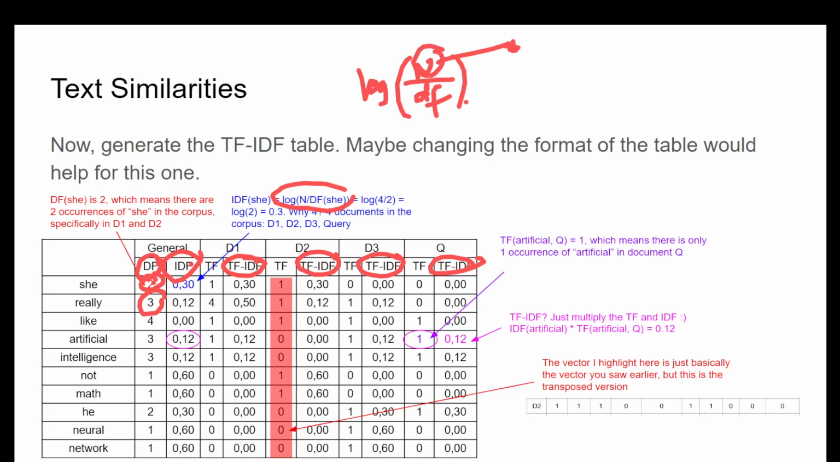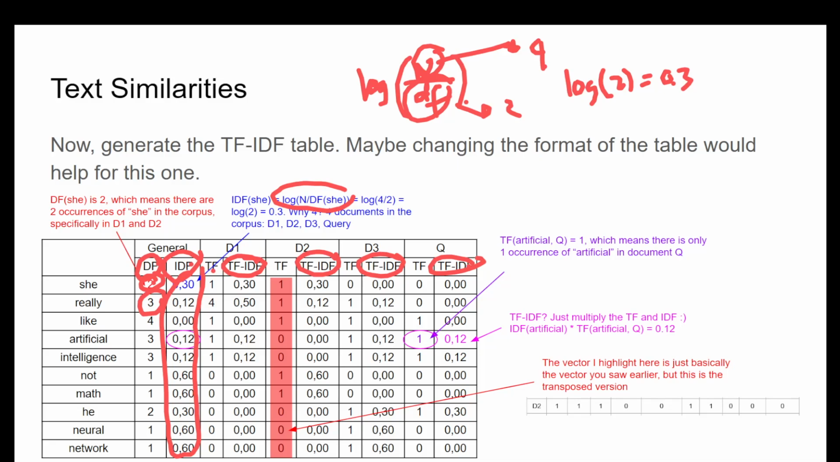What is N? N is the number of documents in the corpus. Because we have four documents including the query, we say that this is 4, and the df of "she" is 2. So log 2 is equal to 0.3, so we will put this 0.3. We have already got this IDF for all terms, right? For this column. The next one is we are going to compute the TF-IDF.